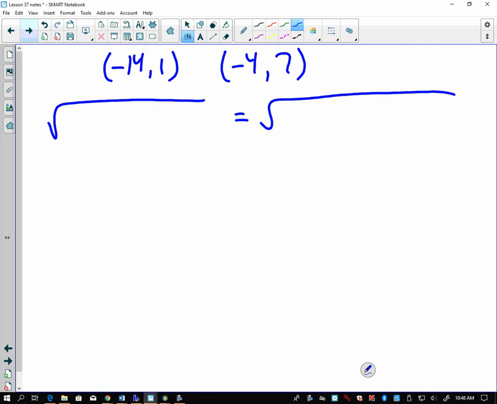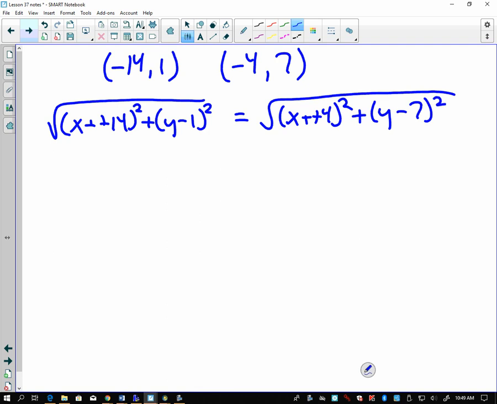Okay? So over here, this is my x, right? So I'm going to get x minus negative 14 squared, or x plus 14 squared, plus y minus 1 squared. Okay? Over here, x minus negative 4 squared, or plus, y minus 7 squared. You with me so far? Okay. All right. Now, I have to FOIL these different sections.